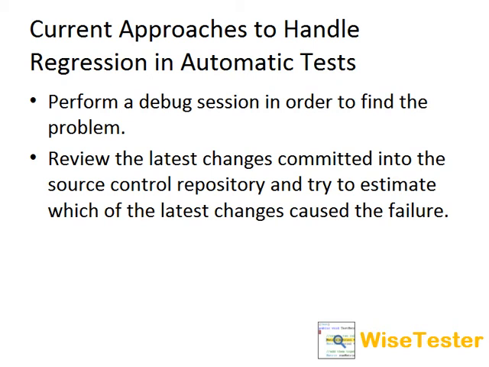Okay, now we will discuss current approaches to handle regression in automatic tests. There are methodologies like pair programming, code reviews, and so on, which are meant to prevent regression in the first place. But once a regression already occurs, there are usually two approaches to deal with it. The most natural thing to do when a test fails is to debug it in order to find the problem. This works, but it might take a lot of development time.